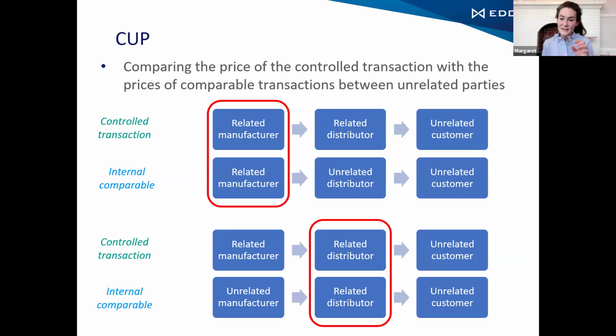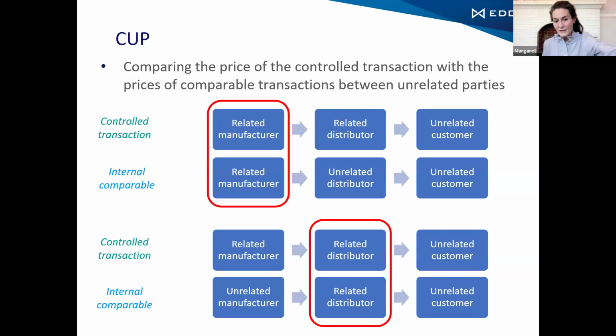For the CUP method, it's best to use internal comparables. And that means you're looking at a transaction that you have between two related parties and between one of those related parties and an unrelated party. So for a CUP, and remember, we're thinking about tangible goods in this class, if you look at the controlled transaction for both of these groups, so it's the one on the top and the one that's the third down, it's the same.